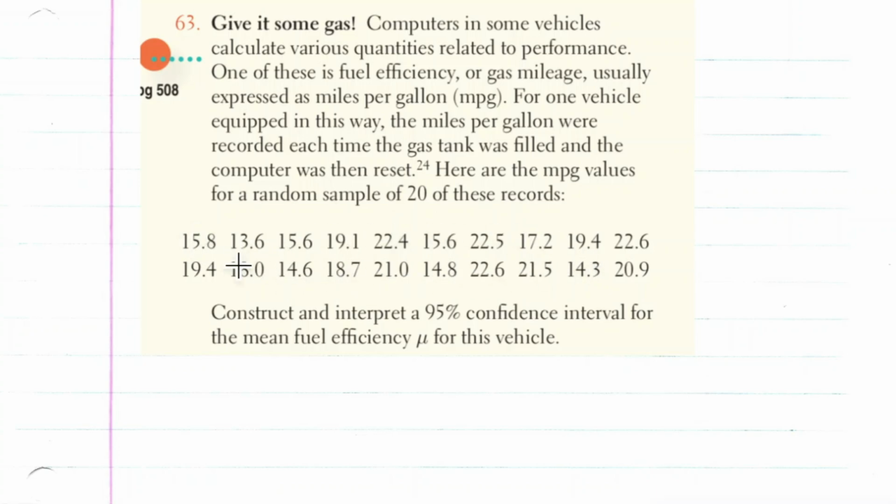So here's the miles per gallon records. They want us to construct and interpret a 95% confidence interval for the mean fuel efficiency mu for this vehicle. So we're given a sample, and from the sample, we want to construct a 95% confidence interval for the population mean. Okay, so let's go ahead and do our state then.